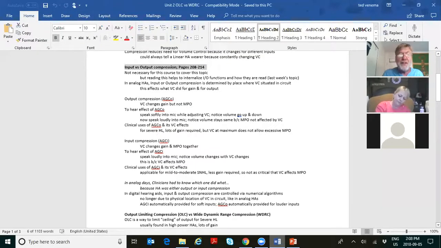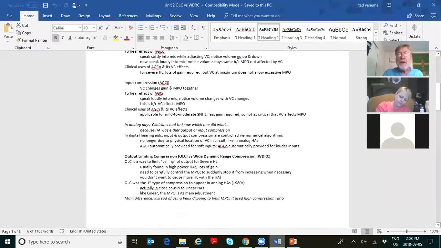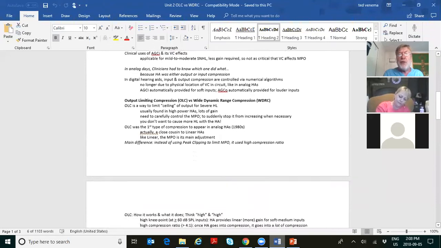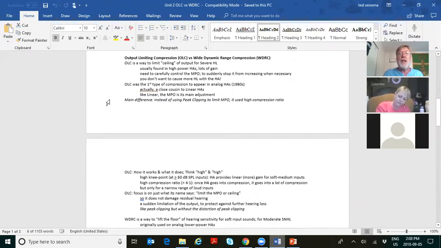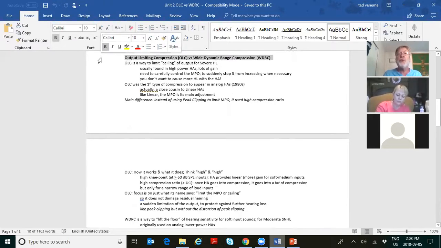Categorization is the essence of intelligence. I firmly believe that. Okay, so when you're looking at the bottom of page 1, you can see OLC versus WDRC, and you'll see a lot of what we said already. Now let's just read it together.